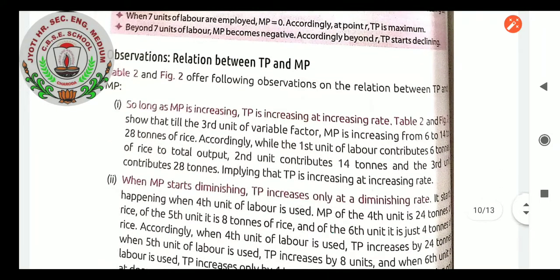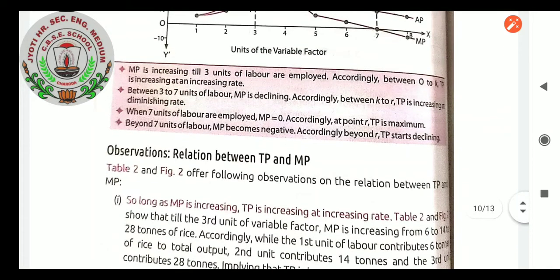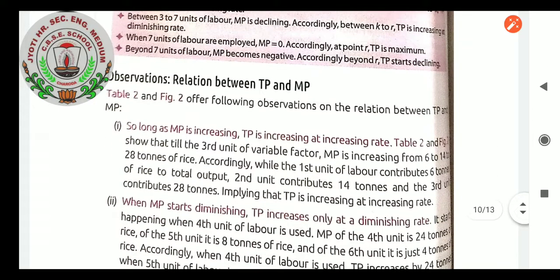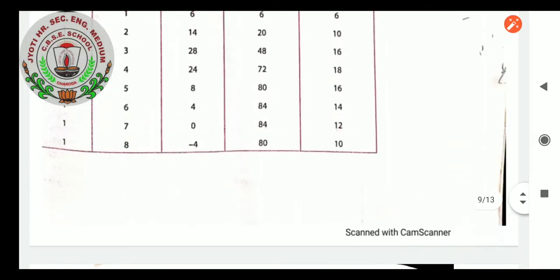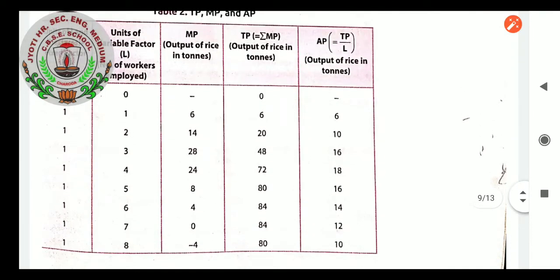Observation on the relation between TP and MP. Table 2 and figure number 2 offer the following observations on the relation between TP and MP. So long as MP is increasing, TP is increasing at an increasing rate. Table 2 and figure number 3 show that till the third unit of variable factor, MP is increasing from 6 to 14 to 28 tons of rice, while the first unit of labor contributes 6 tons of rice to total output. You can see there what it is explaining.